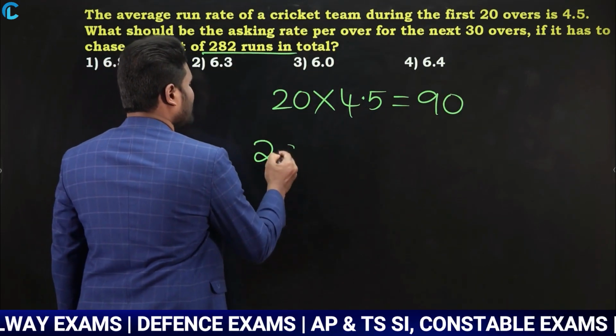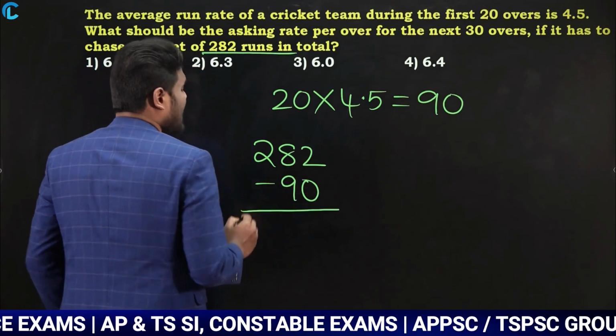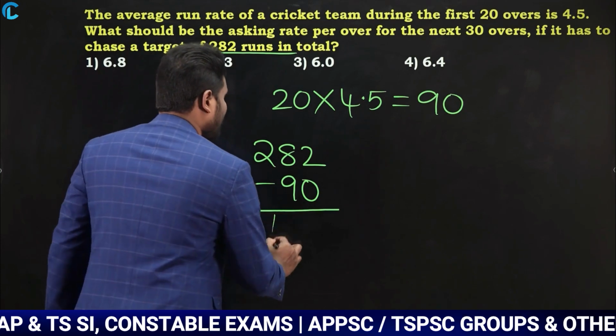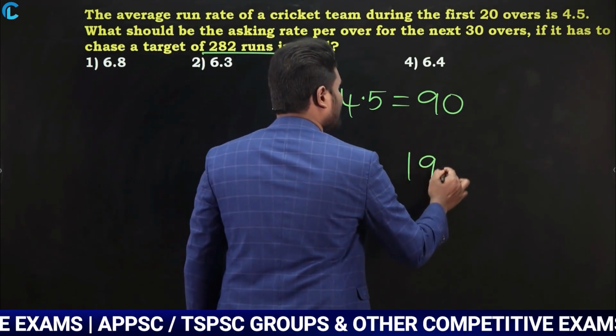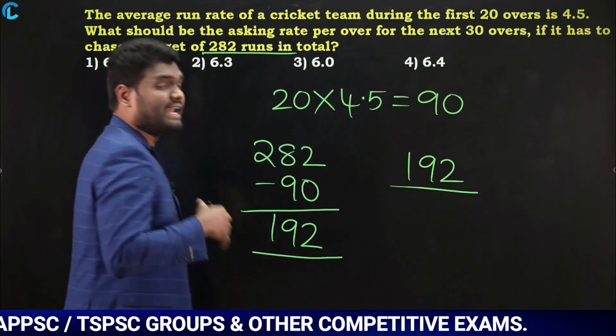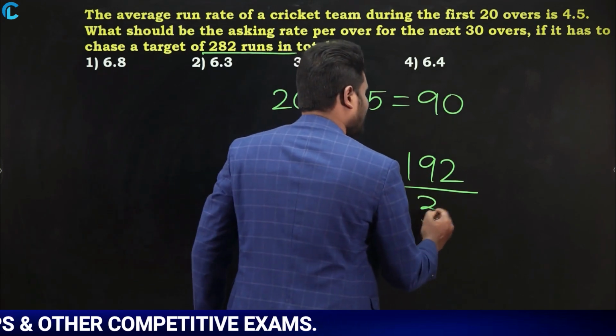So out of total 282 runs, already they have scored 90 runs. Now what is the remaining balance? Remaining balance is nothing but 192 runs. Now this 192 runs has to be scored in remaining overs. Remaining overs are how many? 30 overs remaining.